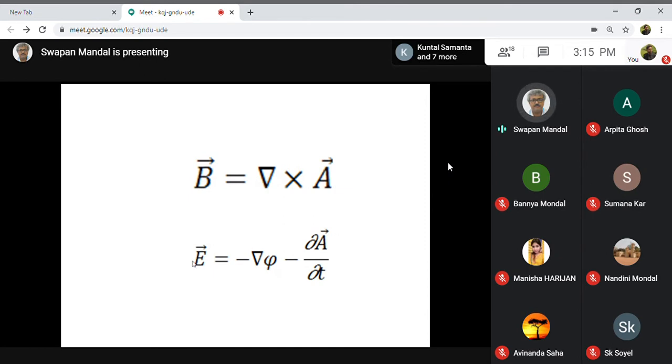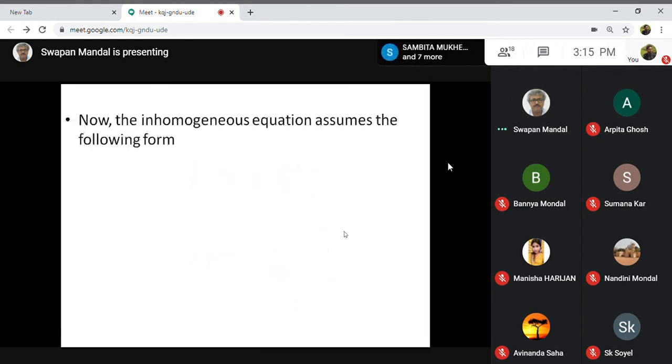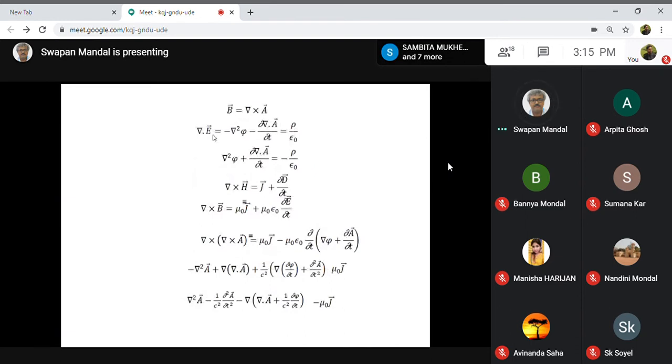My divergence of E means minus del square phi minus del T divergence of A. That's all. So divergence of E, now I'm coming. Divergence of E is equal to minus del square phi minus del T of divergence of A is equal to rho by epsilon 0 simply. So if you rearrange this equation, that is del square phi plus del T of divergence of A is equal to minus rho by epsilon 0. So this is one of the inhomogeneous equations, which gives rise to this equation, del square phi equal to this.